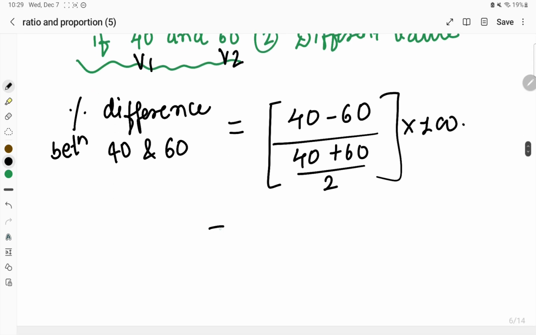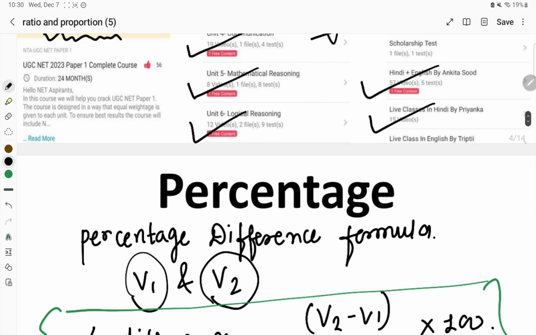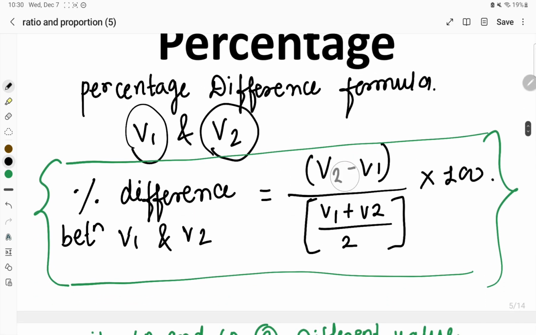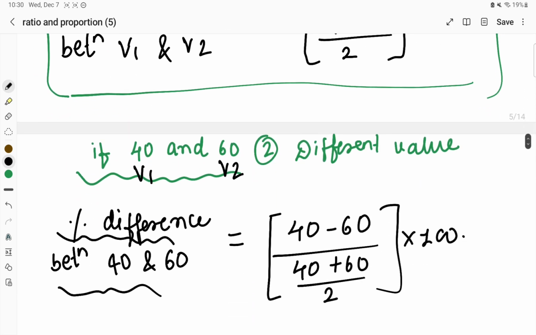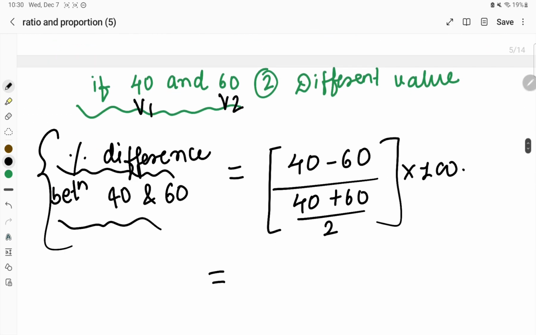Okay, so this is how you have to calculate the percentage difference, that is V1 minus V2 upon V1 plus V2 upon 2. So basically this is the formula. Sorry, make one change here: this is V1 minus V2 upon V1 plus V2 upon 2 into 100. So this was one formula. Now if in the question you have to find the percentage increase or decrease, I'll give you two more formulas, for percentage increase and percentage decrease. Okay, this was the percentage difference formula. Try to understand, this is the percentage difference formula.